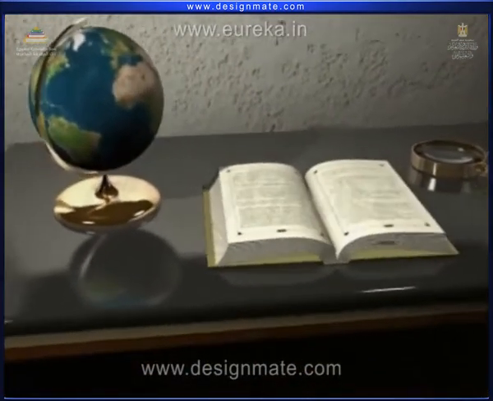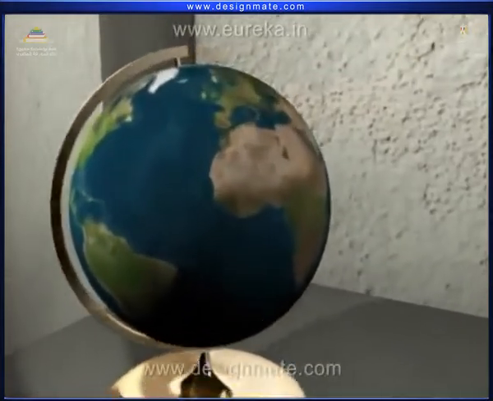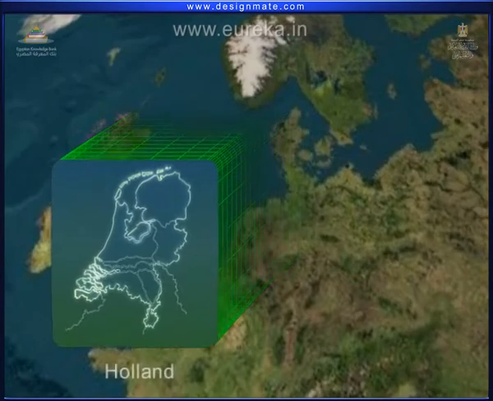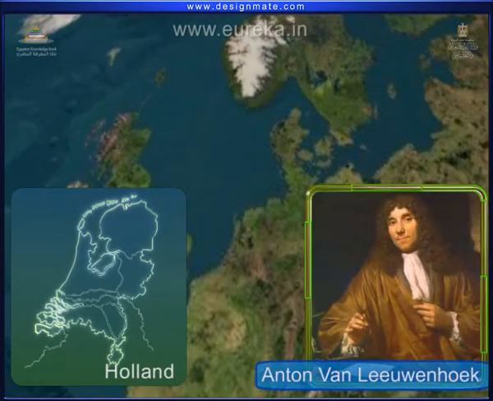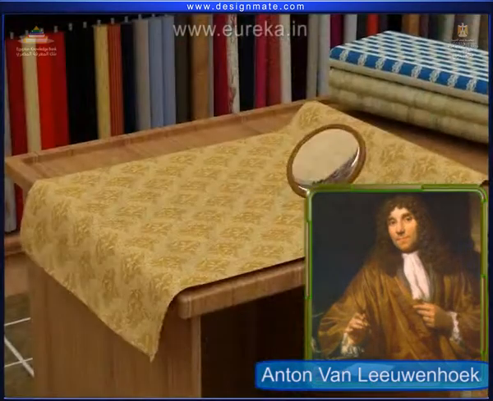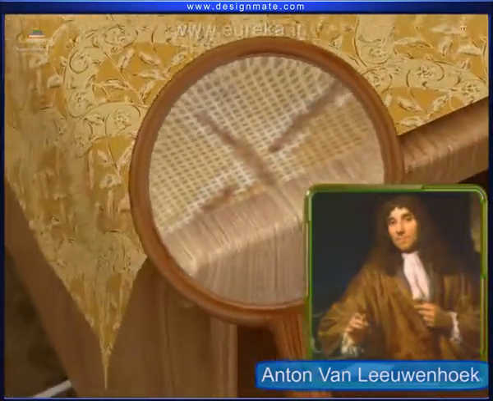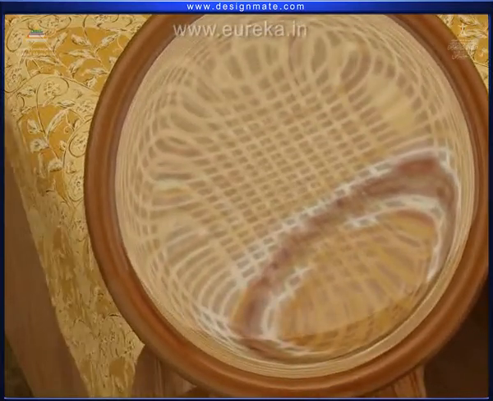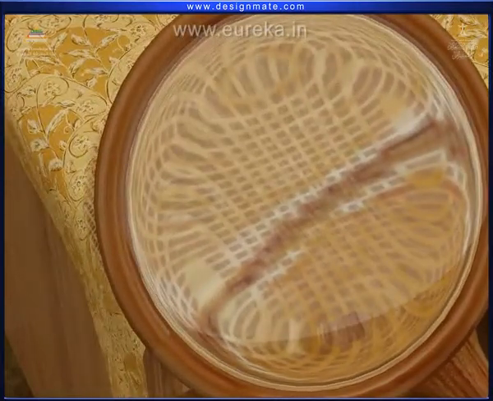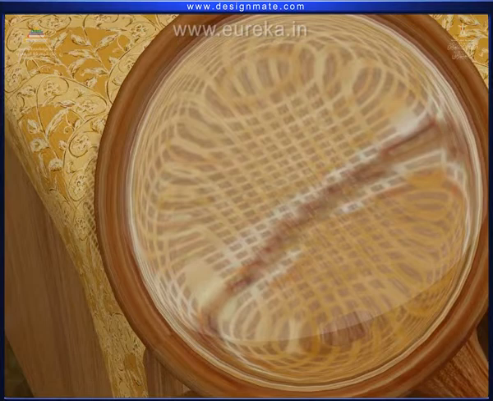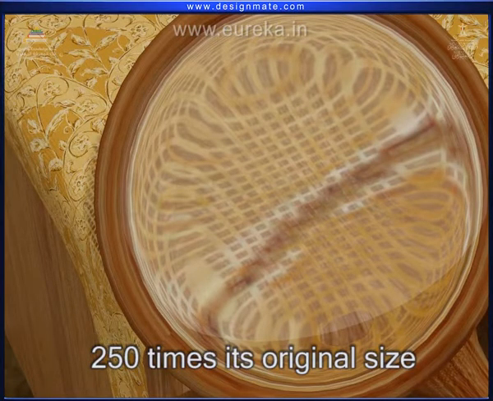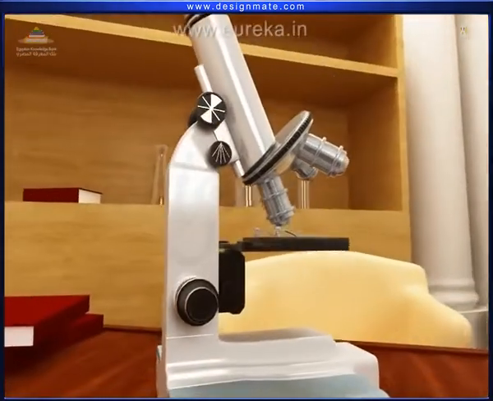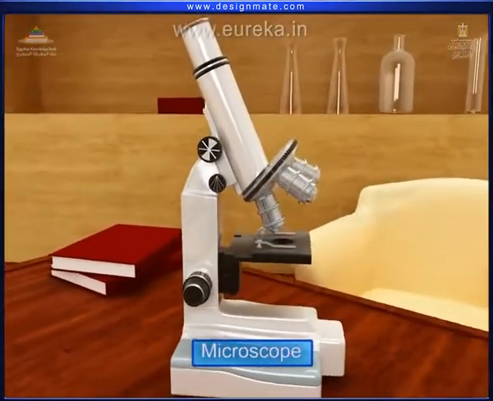Now, let us look at the history of this simple magnifying lens. A long time ago, in Holland, a man named Anton van Leeuwenhoek used to work in a cloth store. To check the quality of clothes, he used magnifying lenses. He used to count the number of threads used in the cloth. Some lenses had the power to magnify it 250 times its original size. Later on, he combined these lenses to make an even more wonderful instrument called the microscope.